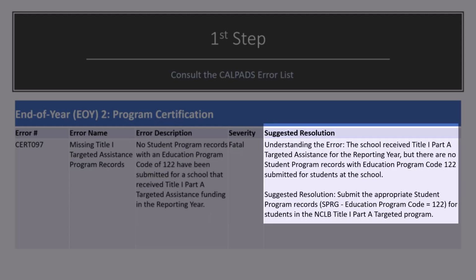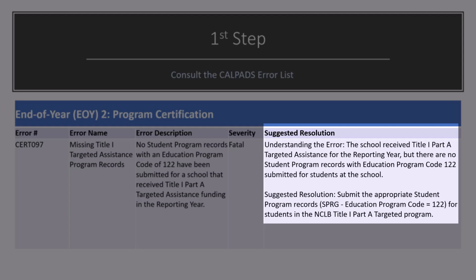First, there's the understanding the error part. The school received Title I Part A targeted assistance for the reporting year. That means the school received funds, but there are no student program records with education program code 122 submitted for students at the school. That means there are no records in CALPADS with the program code of 122 for any students in the school. The suggested resolution is to submit the appropriate student program records, program 122, for students in the NCLB Title I Part A targeted program.